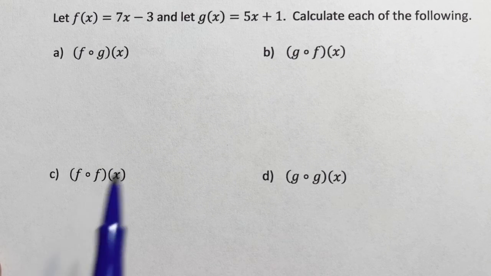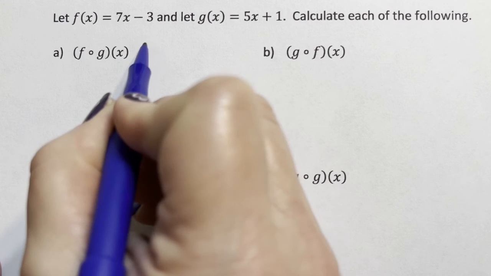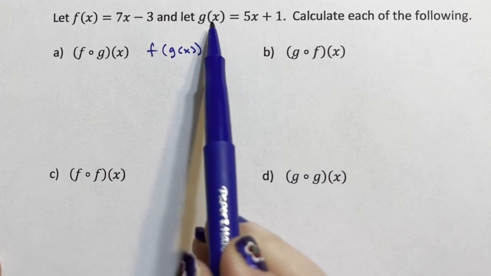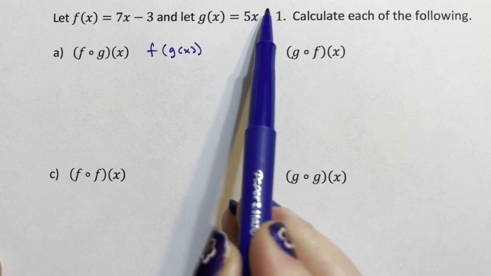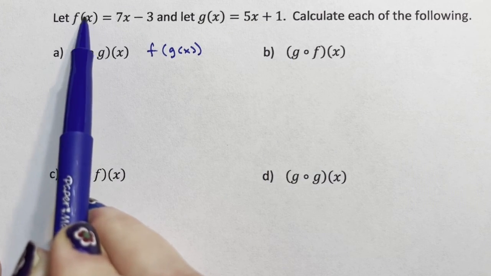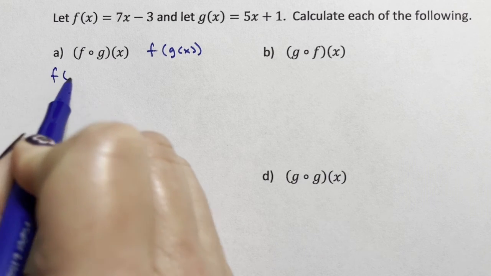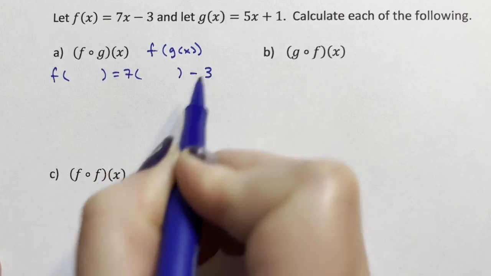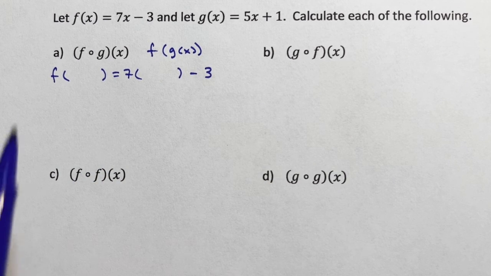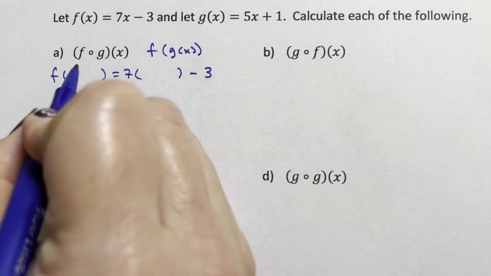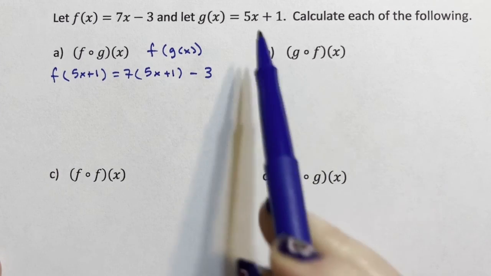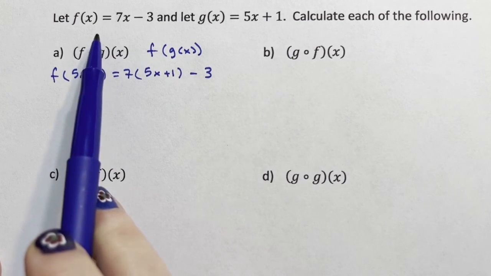Okay, so f of g of x. What this means is we're going to take the g of x function, 5x plus 1, and make it the input of x. In other words, f of something equals 7 times something minus 3. That's how function notation works: the input mirrors what happens on the other side of the equal sign. So in this case, we have 5x plus 1 and 5x plus 1. That's what g of x is, and g of x is what we're putting into f of x.